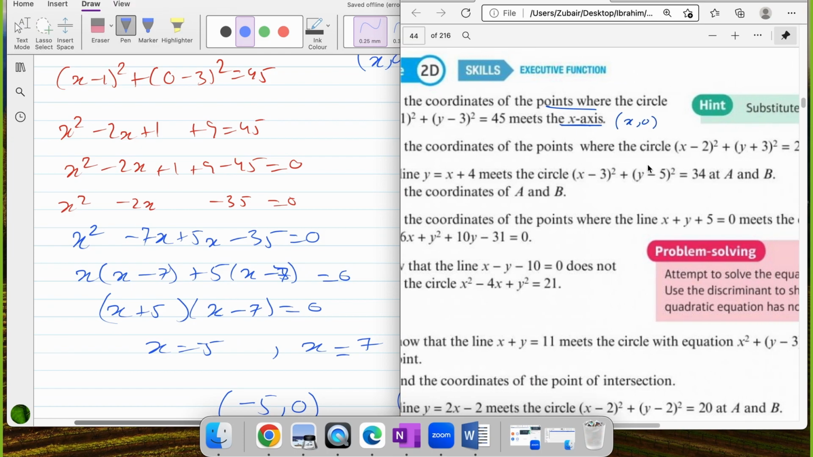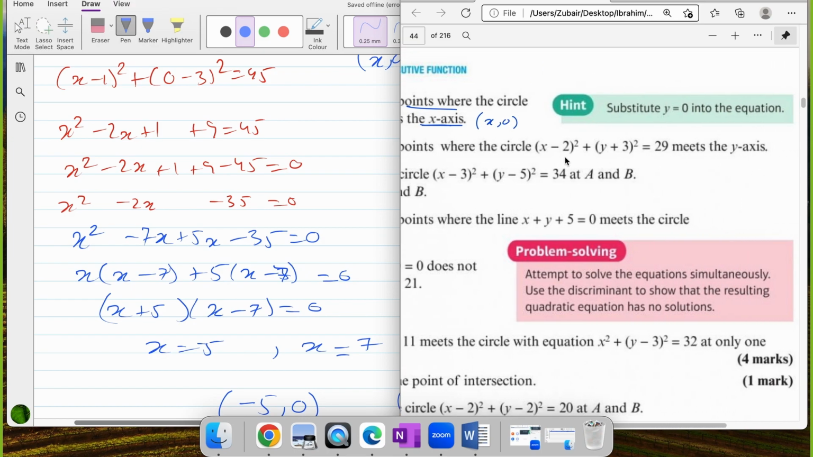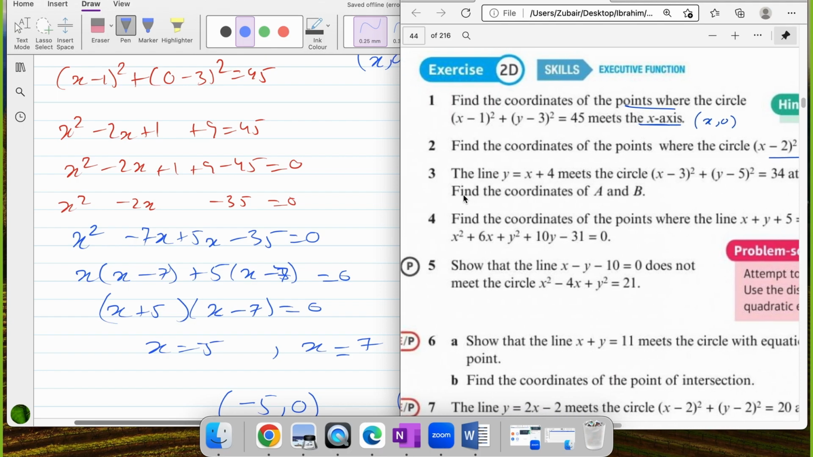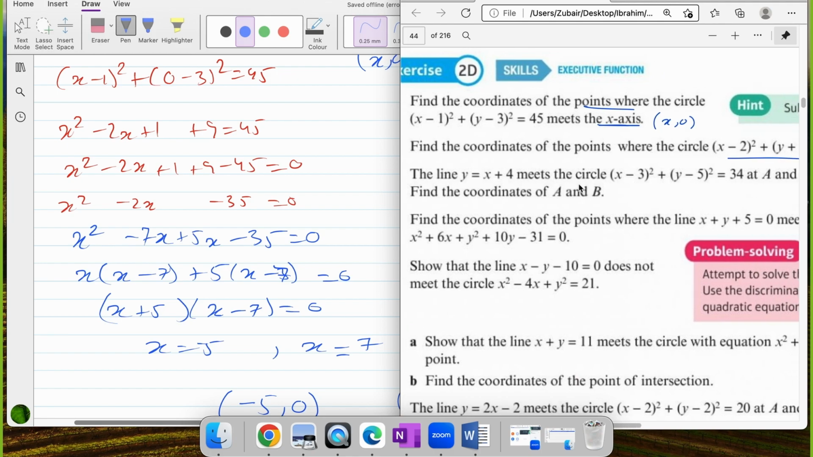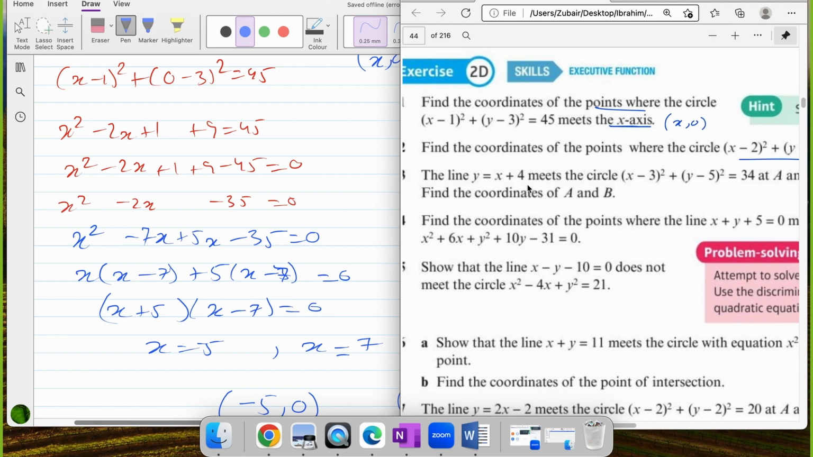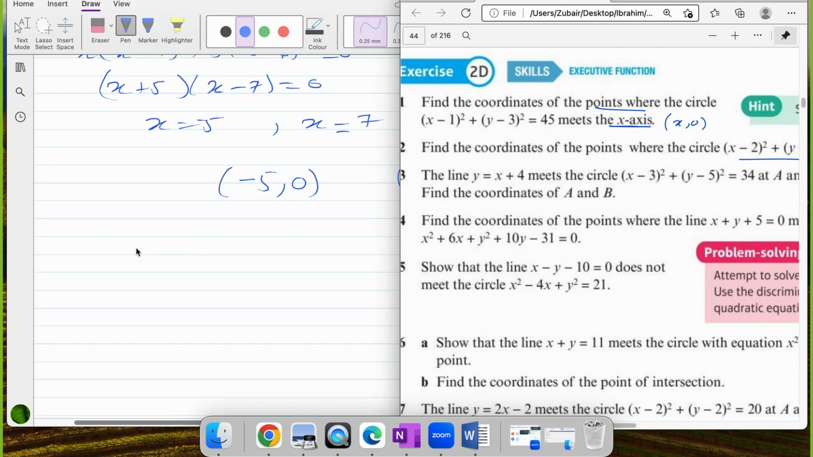Find the coordinates of the point where this meets the y-axis. So I'm skipping this question, that will be just 0 comma y, and all other things are the same. Question number 3 says the line meets the circle at points A and B. Find the coordinates of A and B.